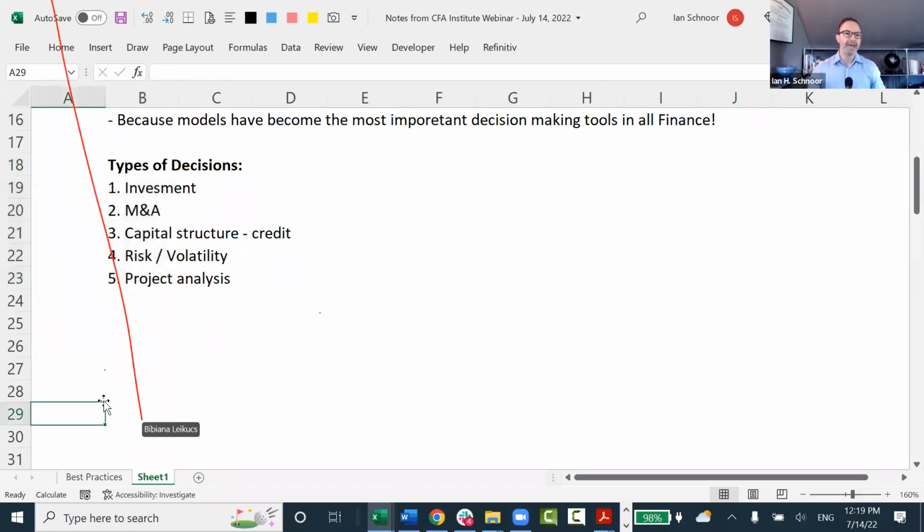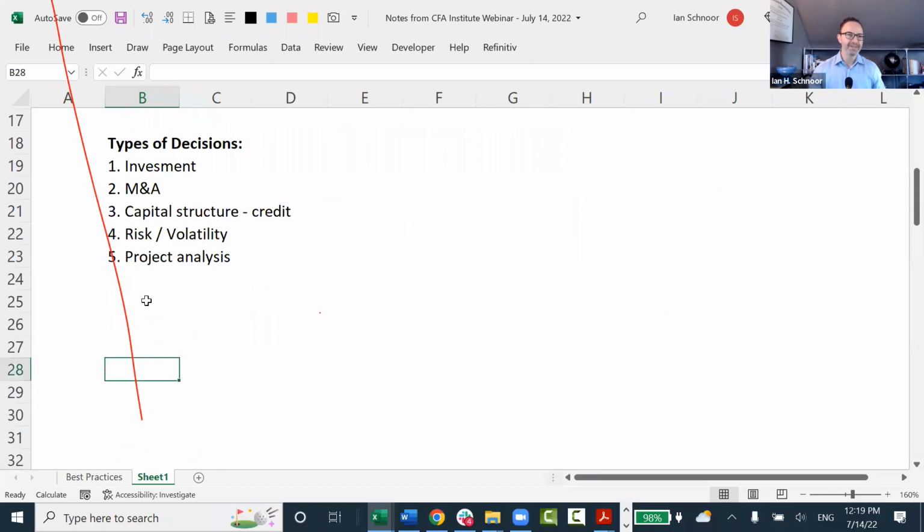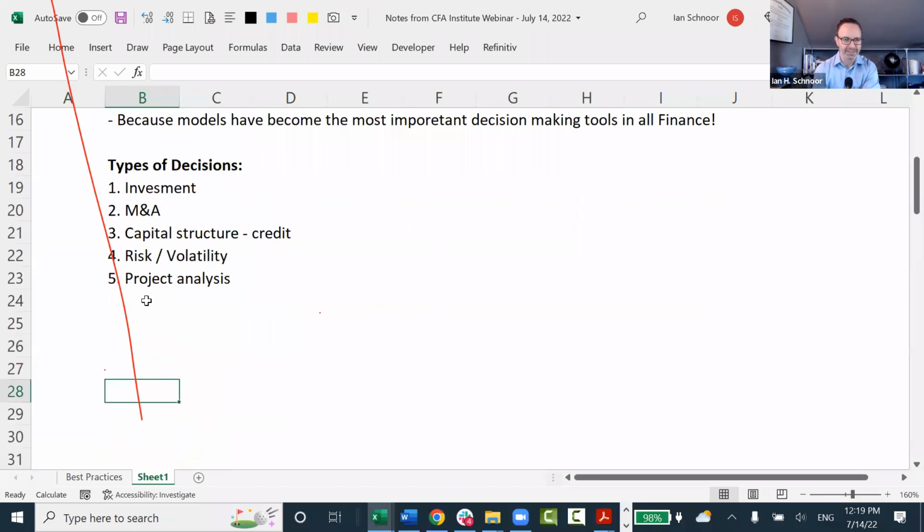And so as a result here, look, I've got an interesting red line appeared on the screen. Interesting. I didn't do that. Sometimes Zoom gives the participants a chance to do some writing. So hope you guys enjoy that.